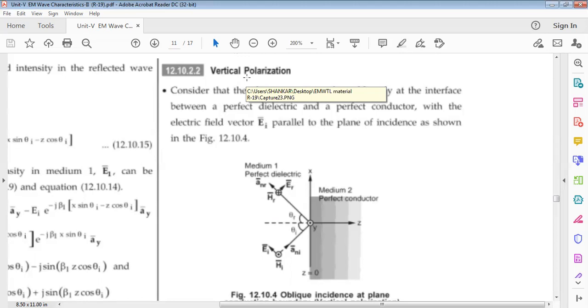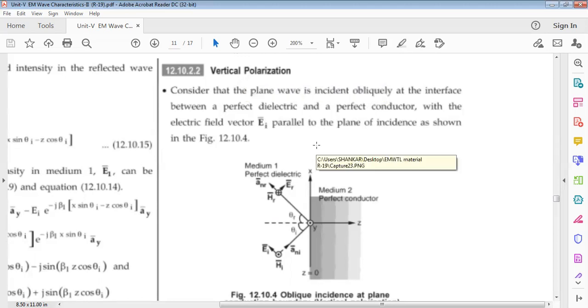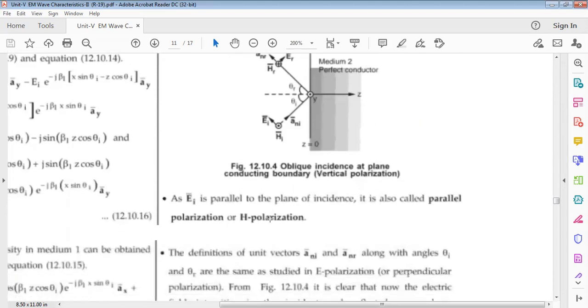When we consider only that the electric field is parallel to the plane of incidence, the magnetic field is perpendicular to the plane of incidence. So EI is parallel to the plane of incidence. It is also called parallel polarization or H polarization. H polarization means the magnetic field is perpendicular to the incidence. E polarization means the electric field is perpendicular to the incidence.